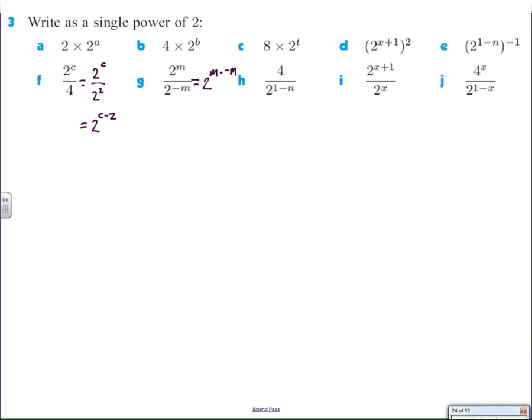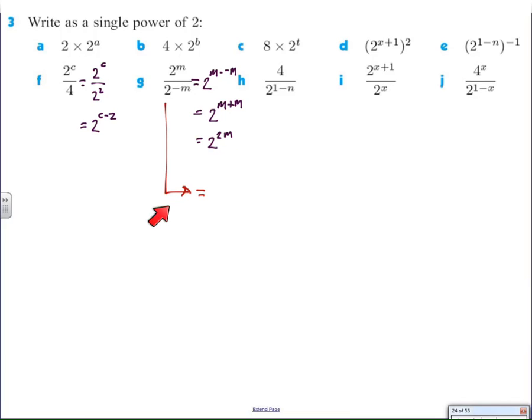Moving forward, should be no surprise, either of these exercises here. I change 4 into 2 squared and then subtract the exponents. That's no biggie. Here, two approaches. The first one is the quotient rule, where you subtract the exponents. Here's where you've got to be careful. M subtract negative m is really m plus m, which is 2 to the m.